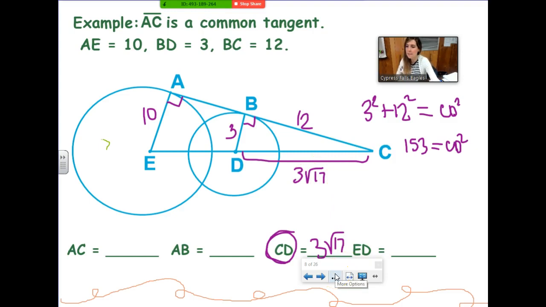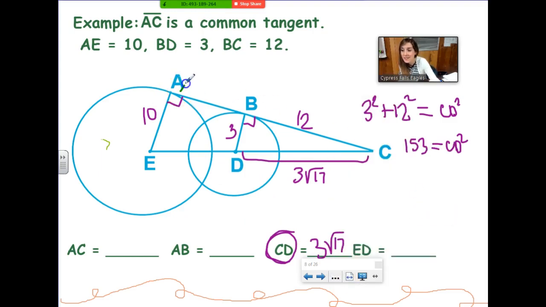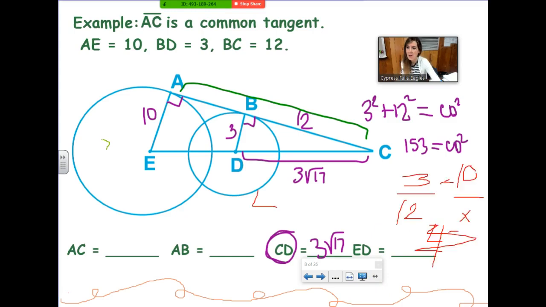All right, who could set me up a proportion to find not AB, but to find AC? Because that's actually the one you have to find first. Can I? Yes, please. You're going to annotate? Okay, so you did 3 is to 12 as 10 is to X.